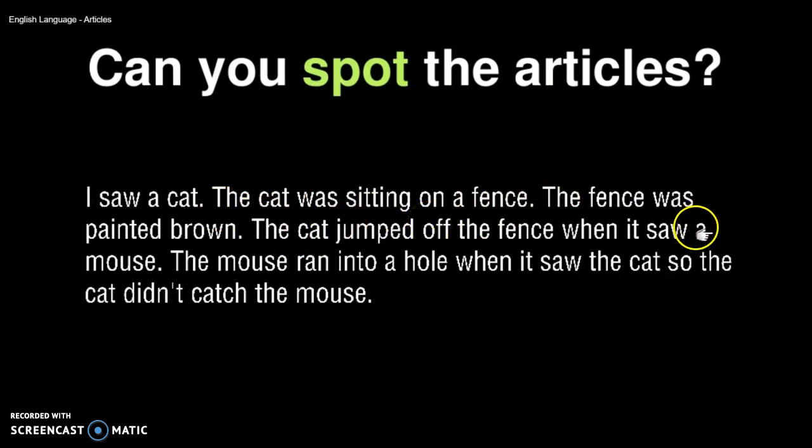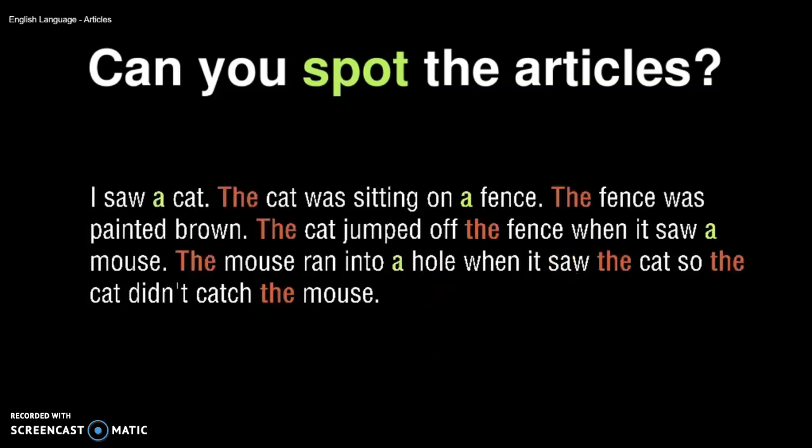And now down here, we're introducing a new character, a mouse. And then we see the mouse ran into a hole again. So we just introduced it, so we use the indefinite article. And we see the cat and the mouse. And I just explained that. So there it is, nice and highlighted.